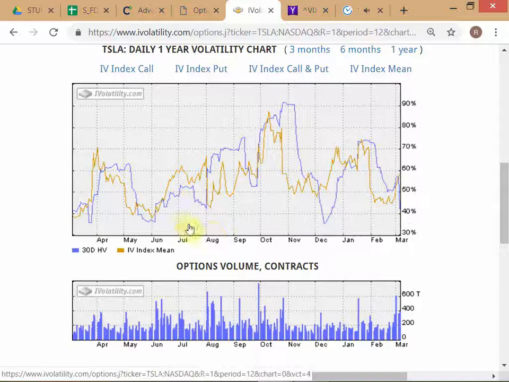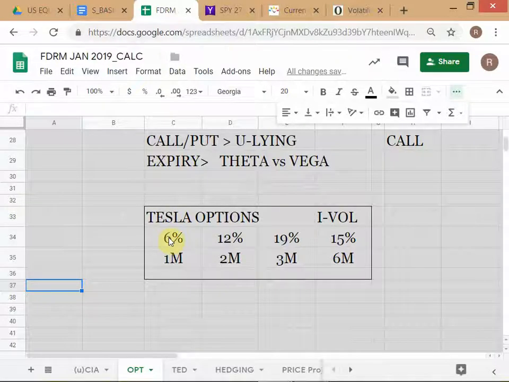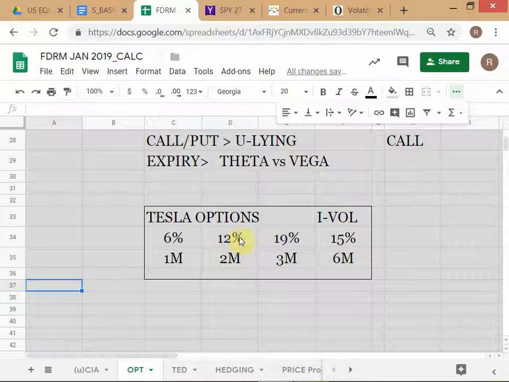But the point is I can look at 1 month Tesla options, because remember options have multiple expiries. I look at 1 month Tesla options, I find the eyeball is 6%, which means that I need to enter 6% in the OVM to get fair value equal to the market price. Be clear about eyeball as well. So 1 month options is this, 2 months is this, 6 months is this.